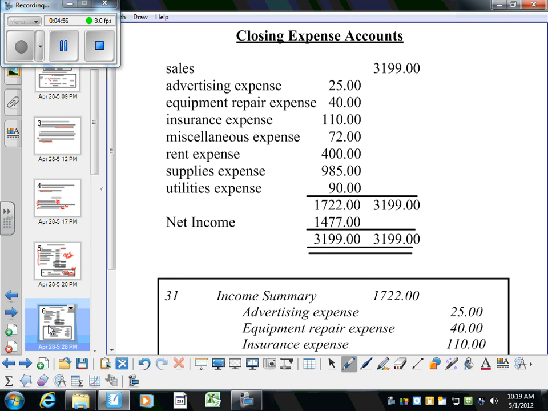Okay, now this still is coming from your worksheet. Step 2 is to close your expense accounts. So right now, if you look, I'll just circle all of these. These are all your expenses. They all have debit balances. So to close them, we have to have a credit transaction.